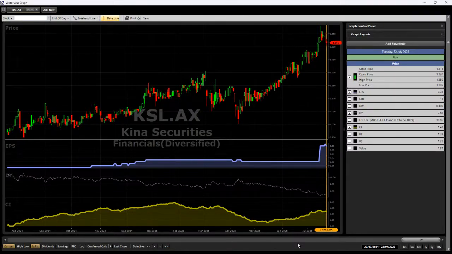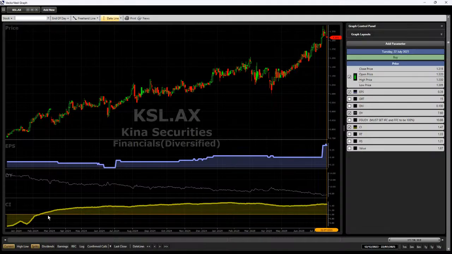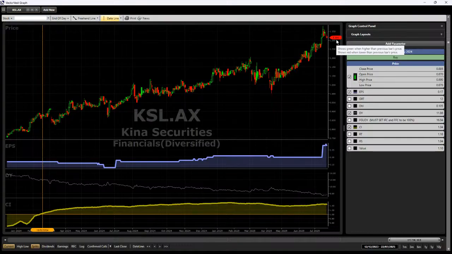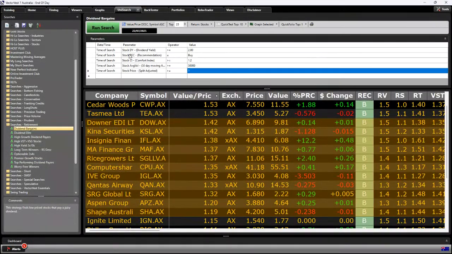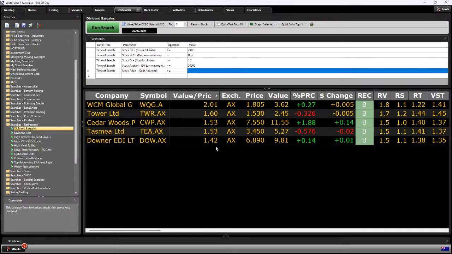KSL, look at that, beautiful upward trending earnings at the moment. Comfort index is, wow, it broke above 1 a long time ago when the price was 88 cents. The price now $1.30. And the dividend yield, it's sort of slowly falling away, but who's complaining? It's still 7%. All right, so I'm going to leave it at that. You've got all the power here. And for demonstration purposes, I just limit it to the top 5 typically. All right, so I think we've got enough from a dividend perspective.